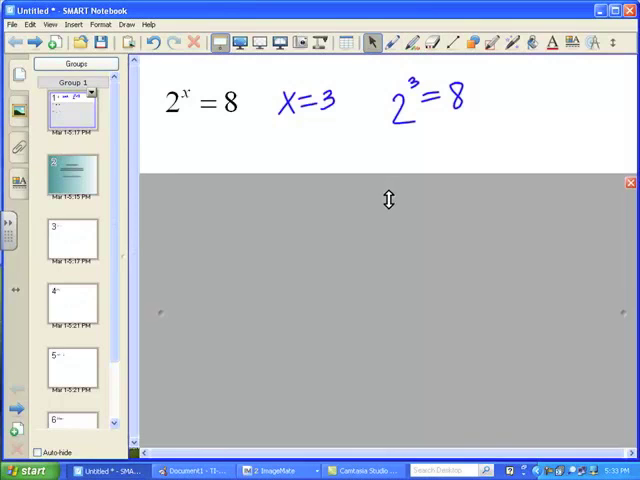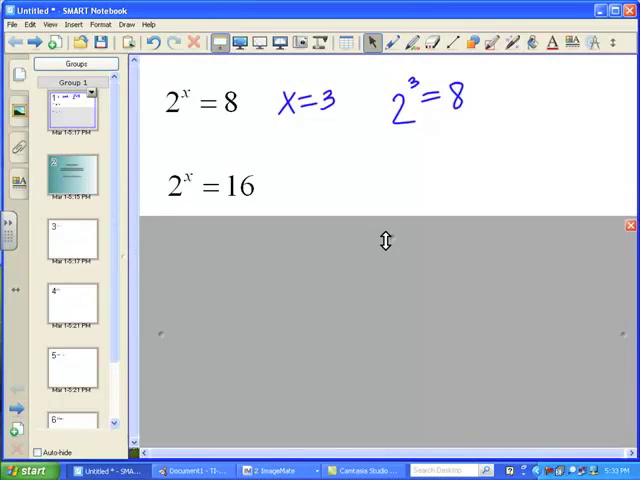Okay. So easy one next. What's 2 to the x equals 16? Then what would x have to be there? And yeah, you got it. I also know there that x has got to be 4 because 2 to the 4th is equal to 16.